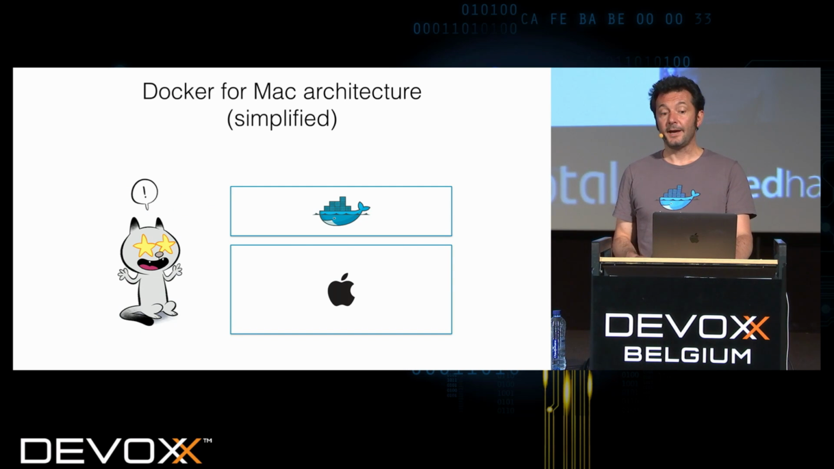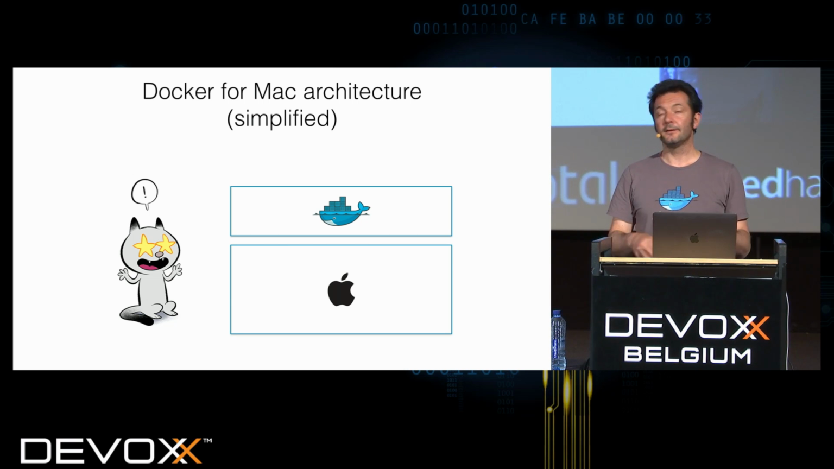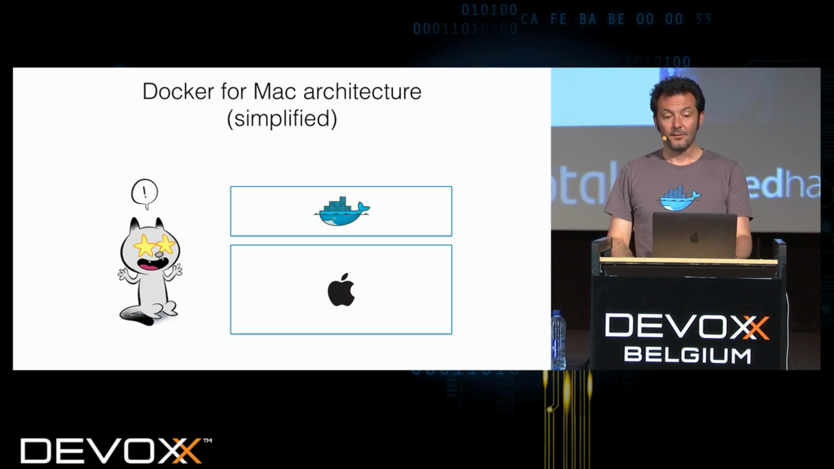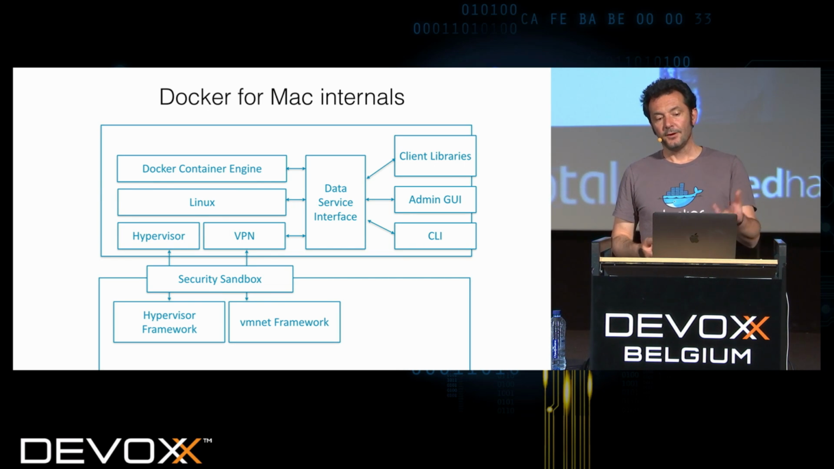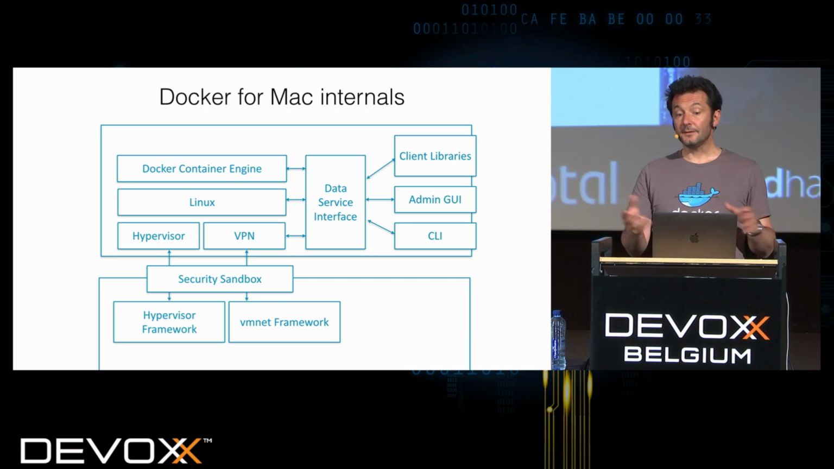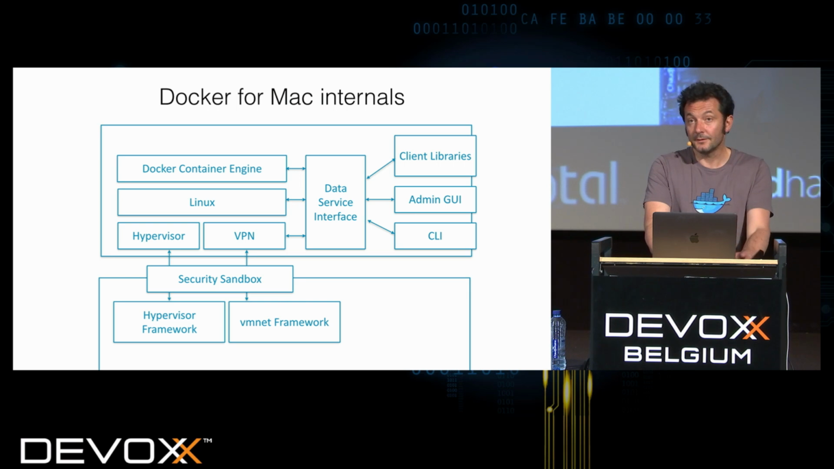So when you look at Docker for Mac, the goal was to make something super simple. I download it, I double-click on it, it installs, and then I have the whale menu, and I don't need to configure anything. The thing is, under the hood, there's lots of stuff going on. So you have a hypervisor, you have a VPN, you have Linux on top of that, so it's an Alpine distribution, and then Container Engine installed on top of that. You need some data services interfaces between the different parts to talk together, and then the hypervisor framework and the VMnet framework needs to be integrated.